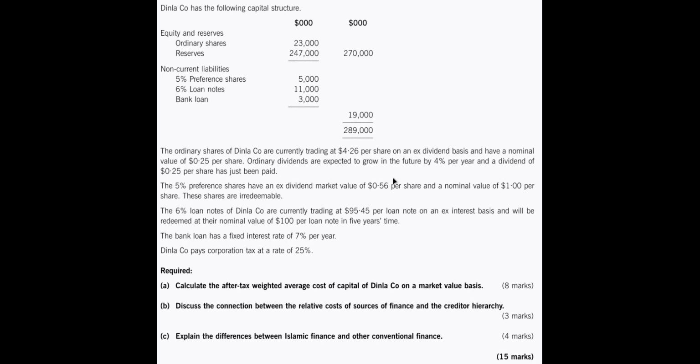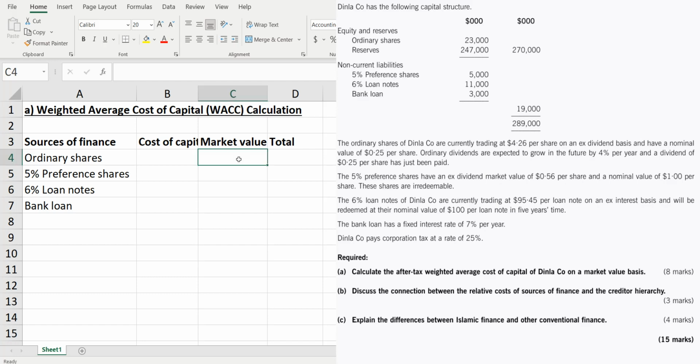Market value is number of instruments multiplied by market price. So first we have to calculate the number of instruments, which in this case is the number of ordinary shares. Total share price given is 23 million. Nominal value of share is given as 25 cents per dollar, so we can just do it like this.